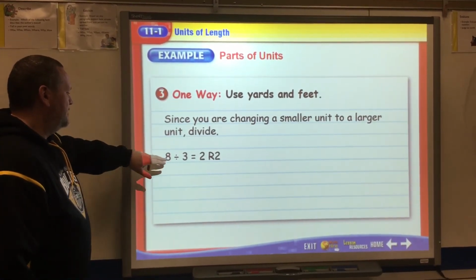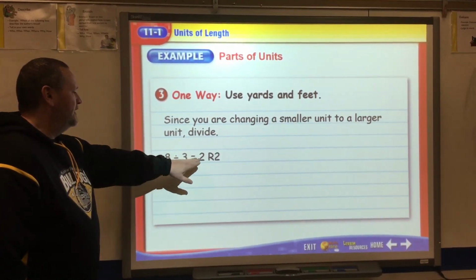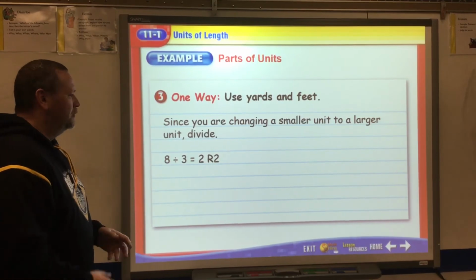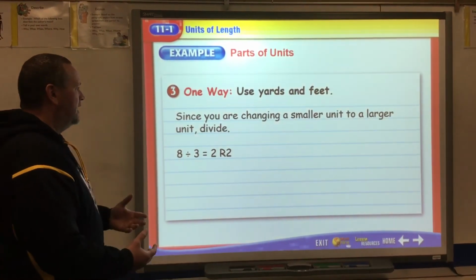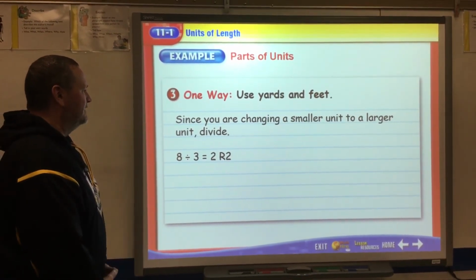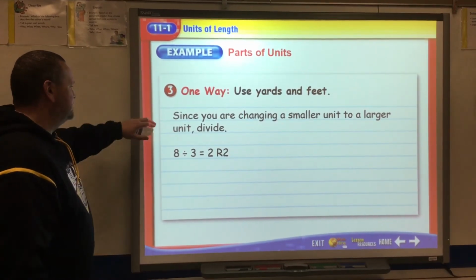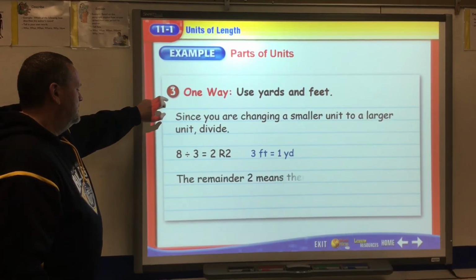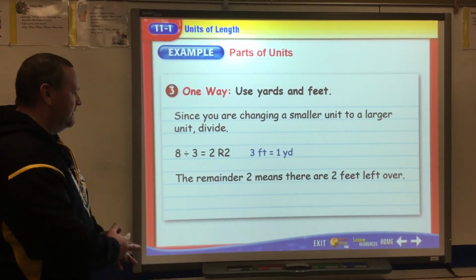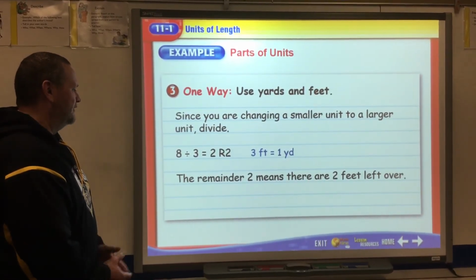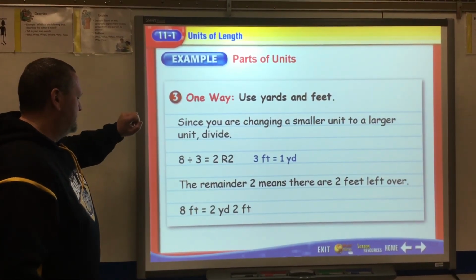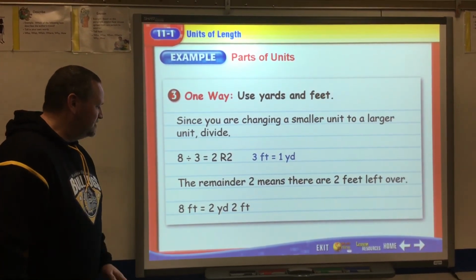Okay. 3 goes into 8 two full times. That's how many yards you have. The remainder would be how many of the smaller unit you have left over, which in this case is feet. The remainder means, again, that there are 2 feet left over after you made 2 yards, 2 full groups of yards. Okay. So you end up with 2 yards and 2 feet.